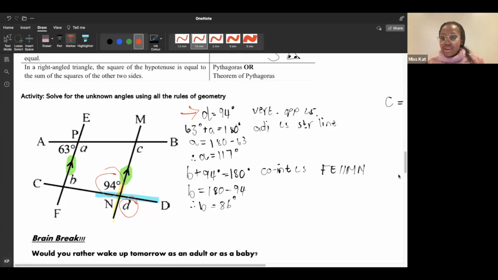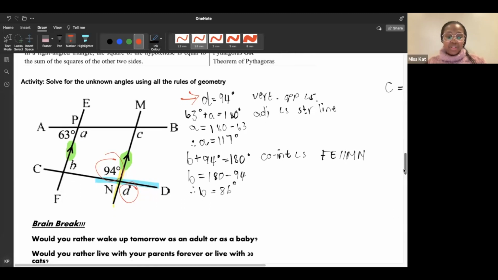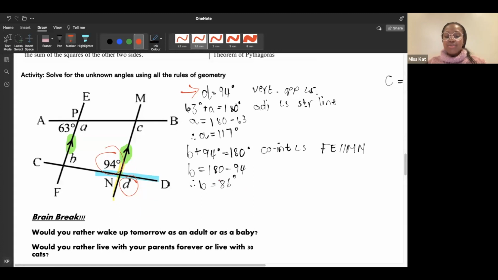Kagelo, let's hear what Kagelo says. Hey, man, this is your question. Would you rather live with your parents forever or live with 30 cats? Ma'am, I'd rather live with 30 cats. You thought about it, Kagelo. Ma'am, I'll throw them out. No, you have to live with them. Ma'am, I'm changing my parents.